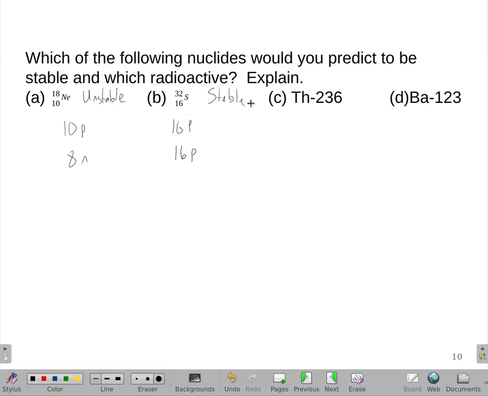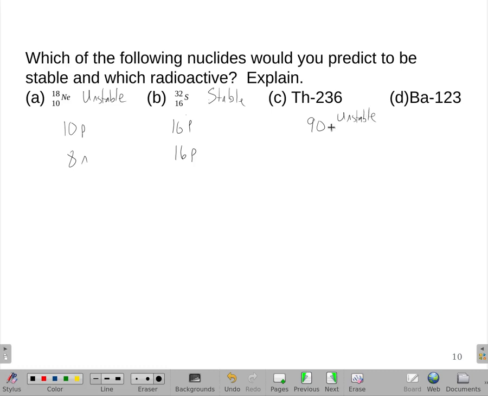Alright, next one, thorium 236. Now the thorium actually has an atomic number of 90. So this has a lot of neutrons. But I don't actually need to look at whether or not this has enough neutrons to make it stable or not. It never is, because that is flat out larger than that 83. This is unstable simply because of that. So the number of neutrons are never going to make that better.